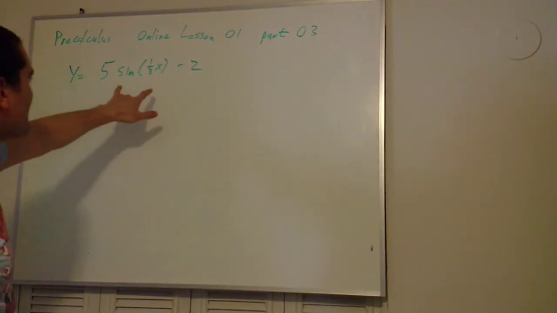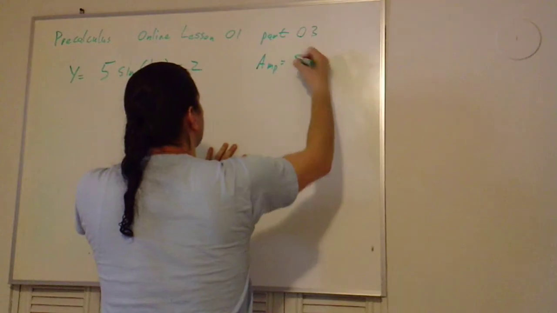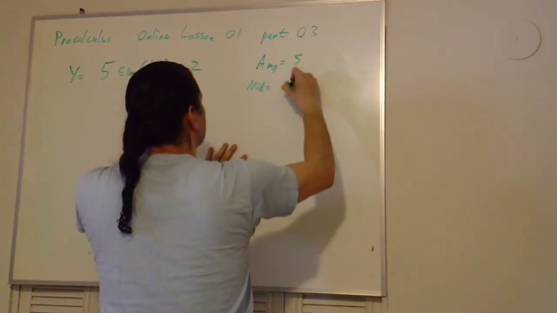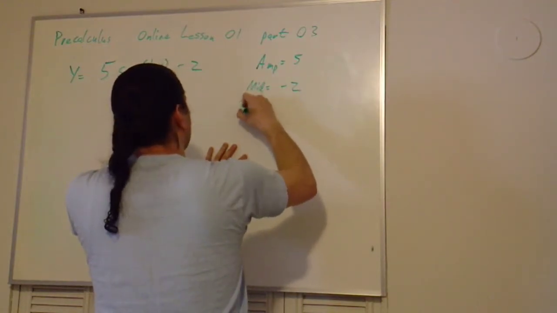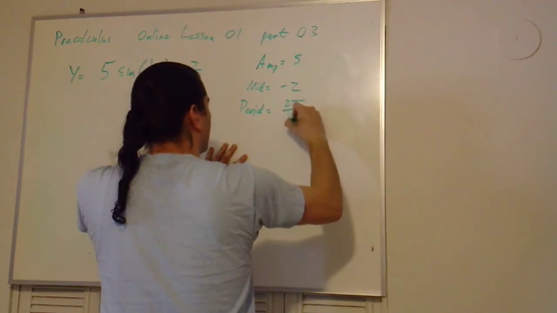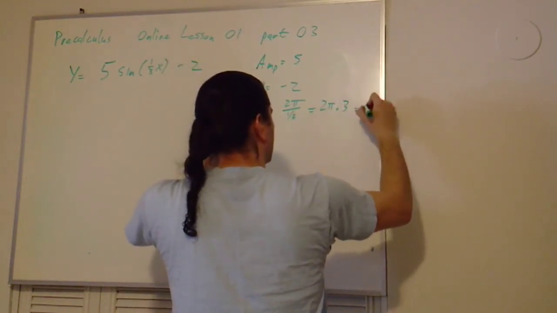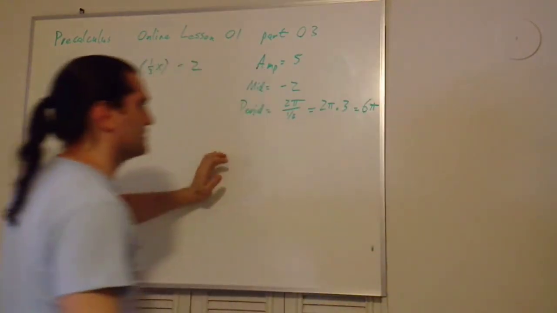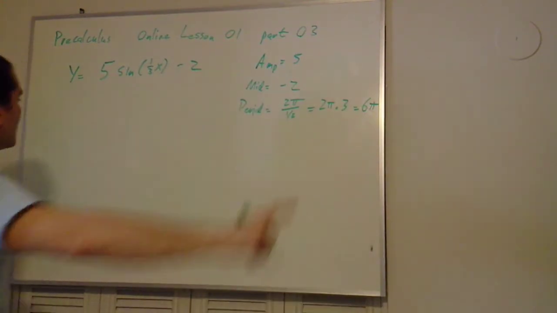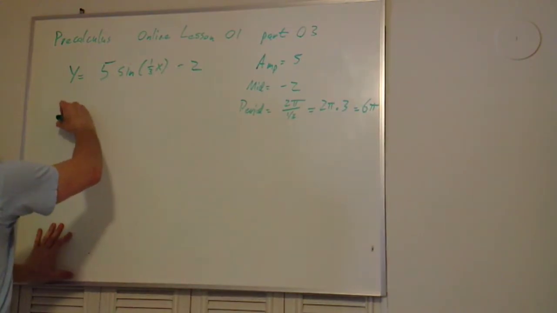Okay. So, we'll start with the amplitude is 5. The midline is -2. The period is 2 pi divided by 1/3, which is the same as 2 pi times 3, which is 6 pi. It's going to take this thing 6 pi units to do one complete cycle. So I'm going to start preparing my graph.